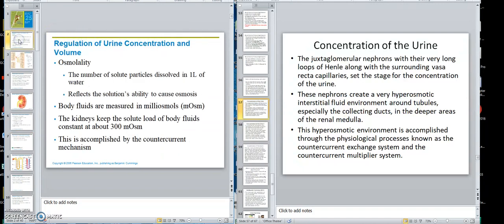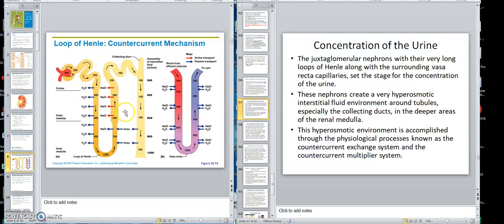So when we look at it, remember everything is going according to osmolality. We talked about that a little while ago. So let's see what we got here. The nephrons create a hyperosmotic interstitial fluid environment. Here's the interstitial fluid outside. We're going to be talking about that. This symbolizes the collecting duct. This is the loop of Henle here. See how close these are?